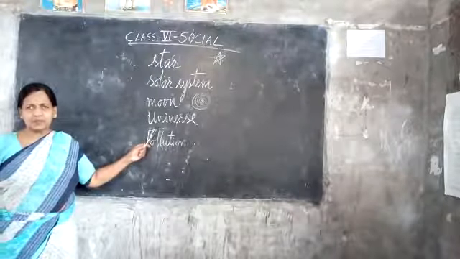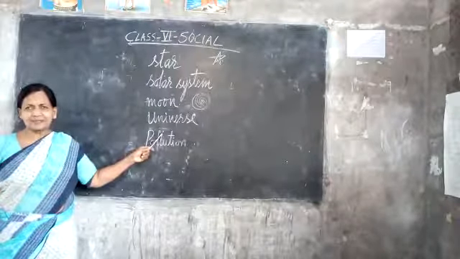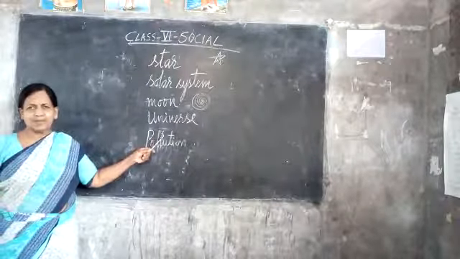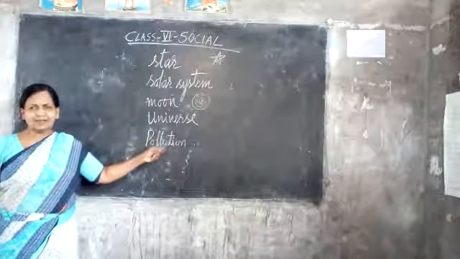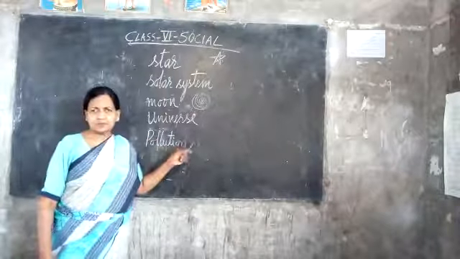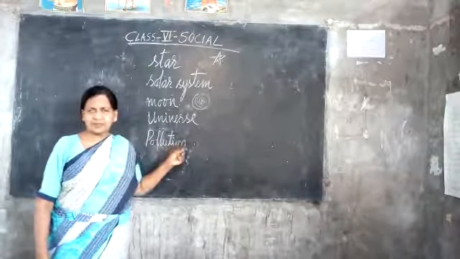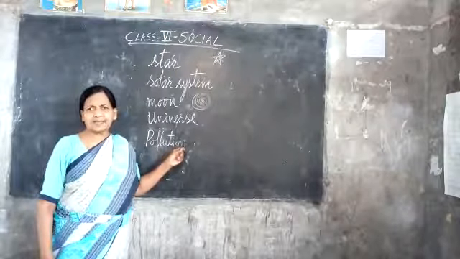But here we are speaking completely connected to the planets and the Milky Way and the millions of Milky Way galaxies which are connected to the universe. Of course, universe has another meaning, which is the entire world.